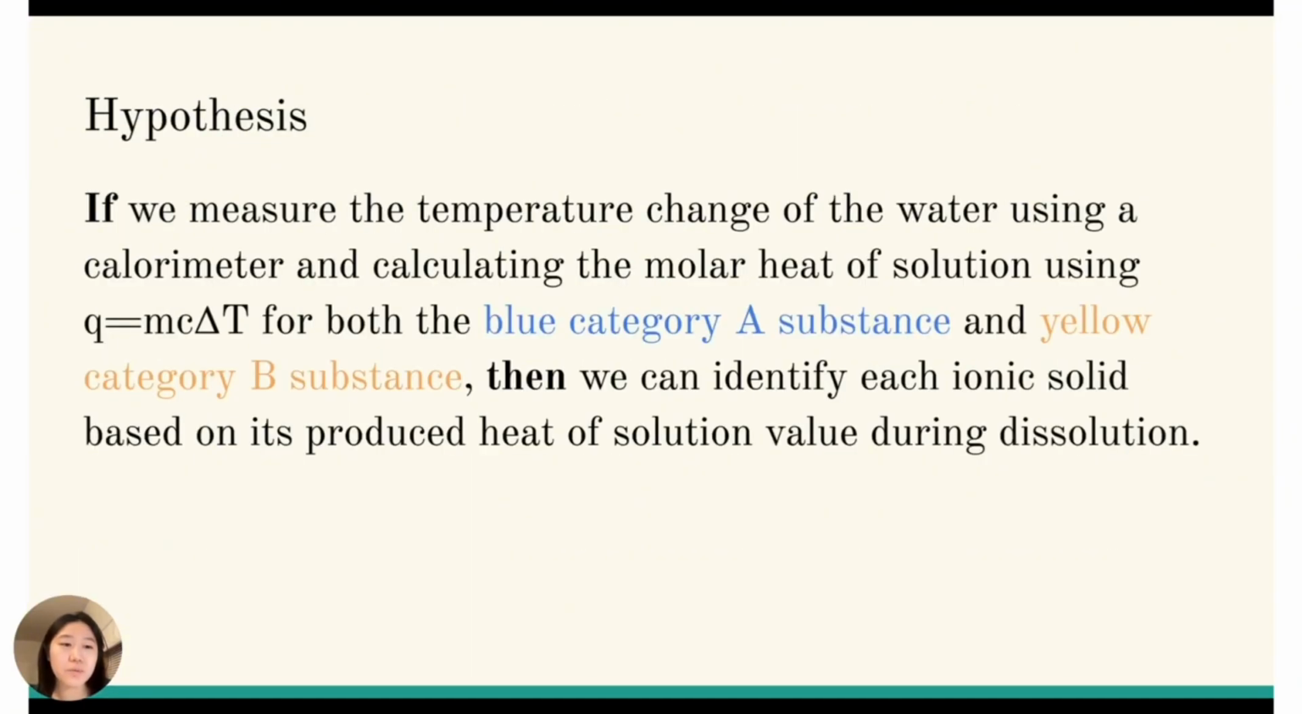So our hypothesis was if we measure the temperature change of water using a calorimeter and calculate the molar heat of the solution using Q equals MCAT for both the blue category A substance and the yellow category B substance, then we can identify each ionic solid based on its produced heat of solution value during dissolution.